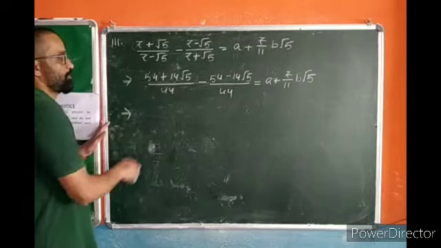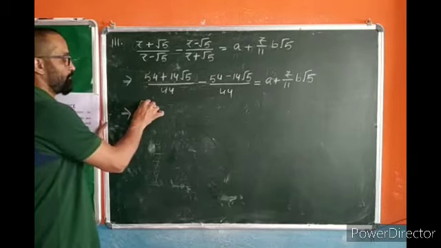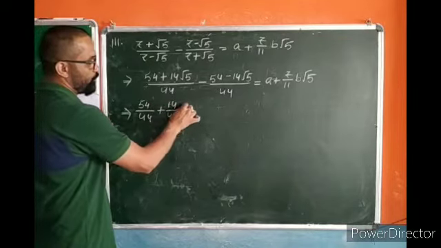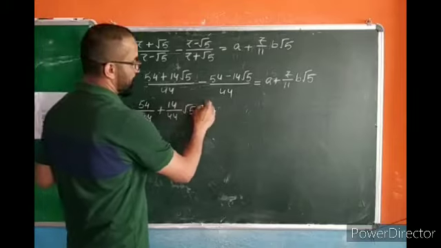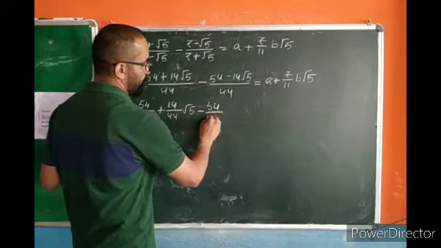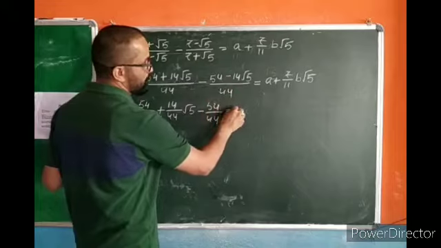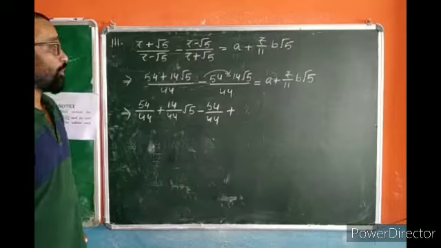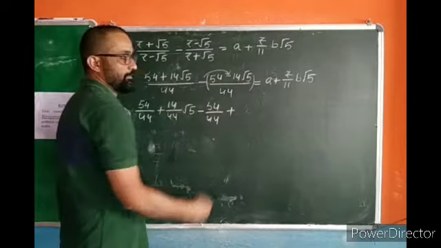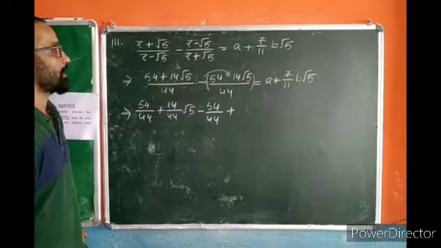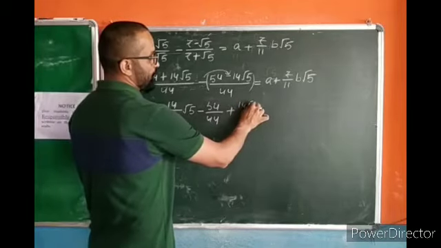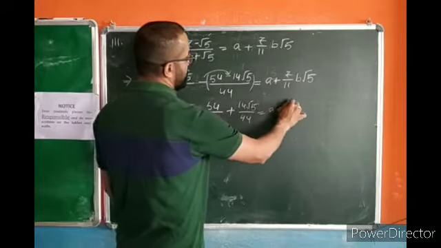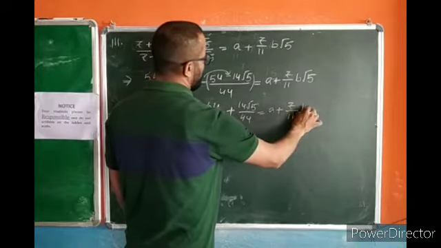Look at the calculation. Individually I am dividing: 54 divided by 44 plus 14 divided by 44 root 5, minus sign, minus 54 by 44. Minus multiplied by minus is plus. You have to be careful with the sign, or you can keep it inside a bracket and then open the bracket with the minus sign. It is 14 root 5 divided by 44 equal to a plus 7 by 11 b root 5.